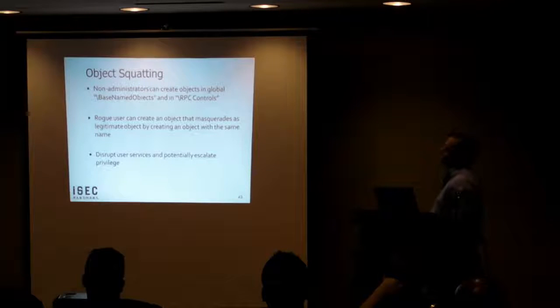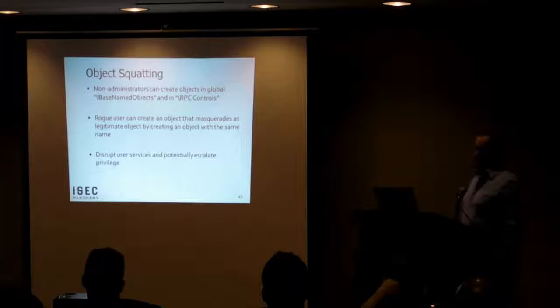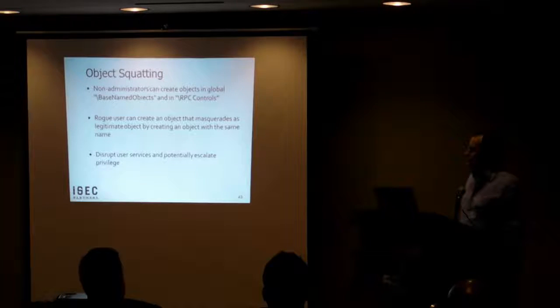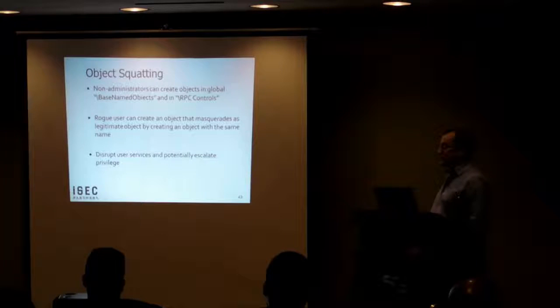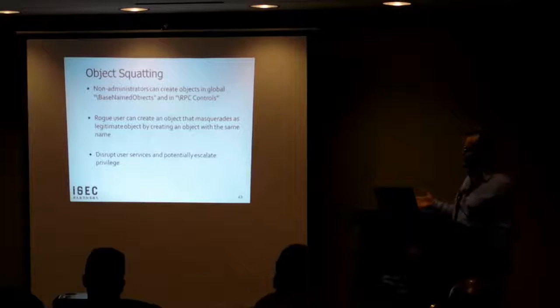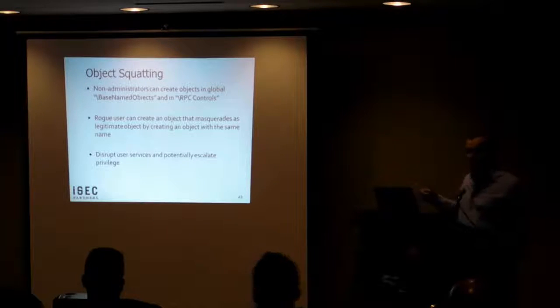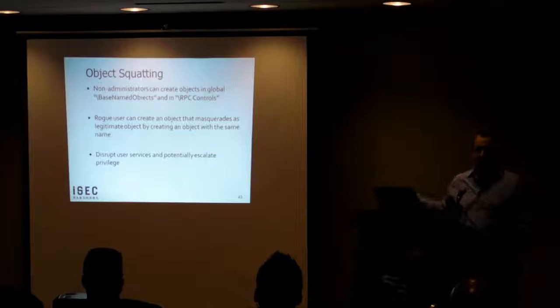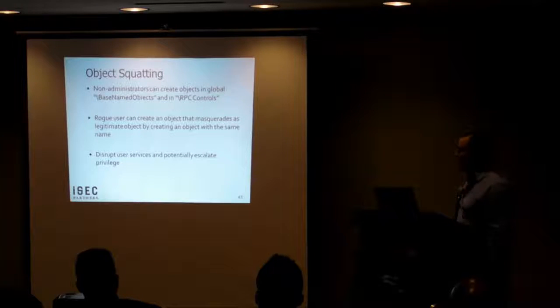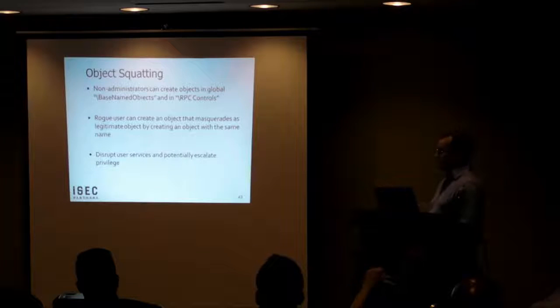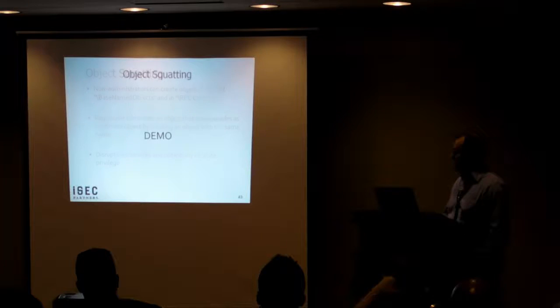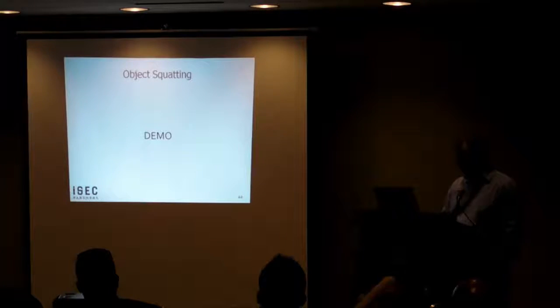So object squatting. Non-administrative users, as we know from our permission check before, can create objects in BaseNamedObjects and RPC Controls. So a rogue user can create an object that masquerades as a legitimate object with the same name, because authentication doesn't exist. It's done by name for identification of that object. You can disrupt users, potentially escalate privilege. Who knows what else? So I'm going to demo this one as well.